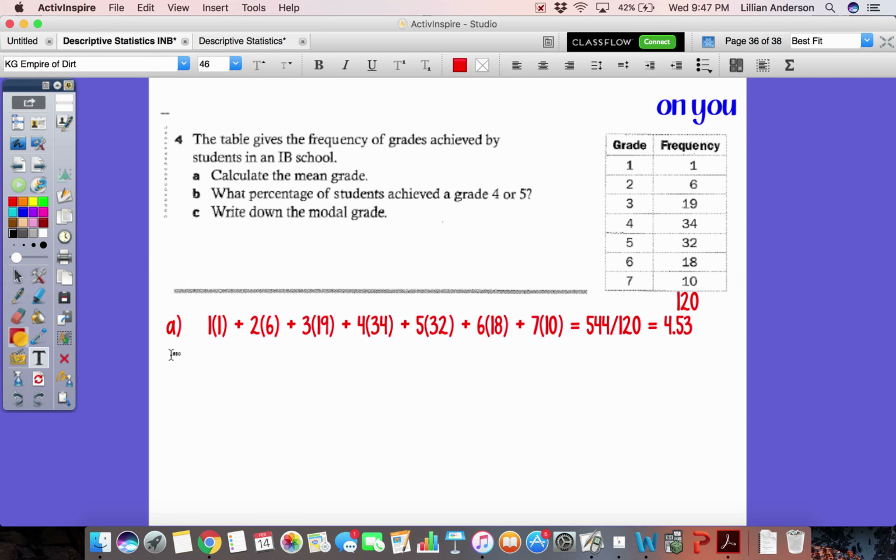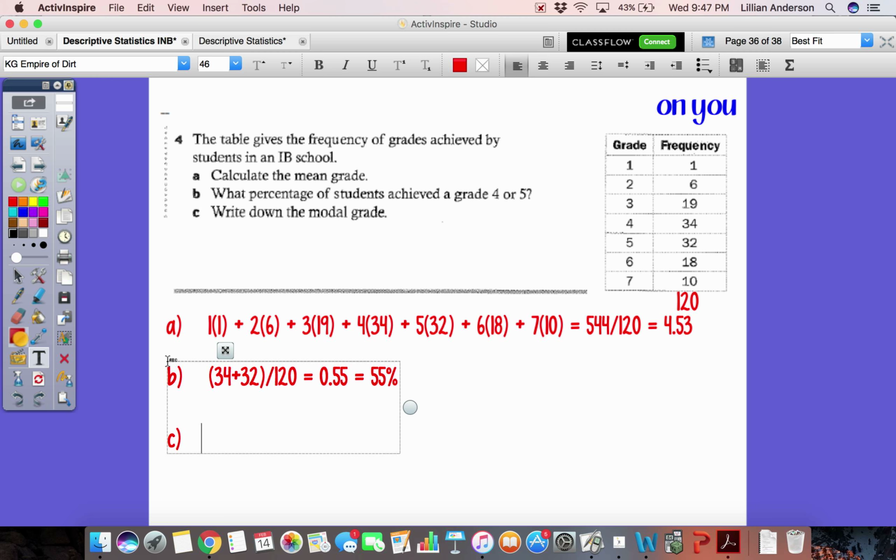Now to find the percentage of students that received a grade of 5 or 4. Well, percentage is asking, out of these 120 kids, how many received a grade of 4 or 5? Well, the number of kids that received a 4 was 34, and the number of kids that received a 5 was 32. So you're going to add those up together and then divide by the total, which is 120, and you'll get the decimal form of your percentage, which is 0.55. So that lets us know that 55% of the kids in this school received a grade 4 or 5.